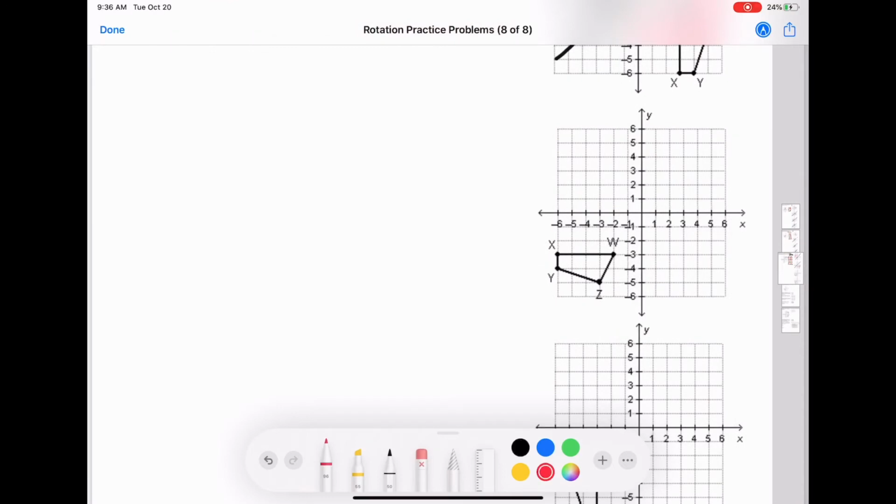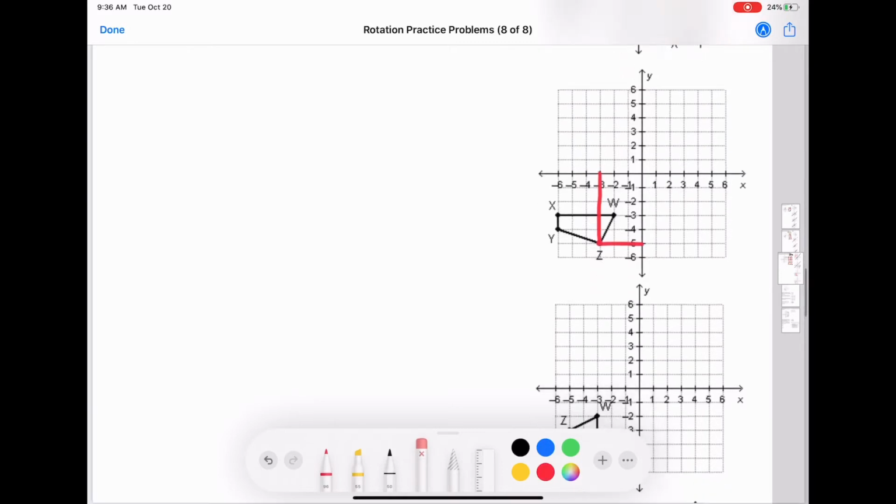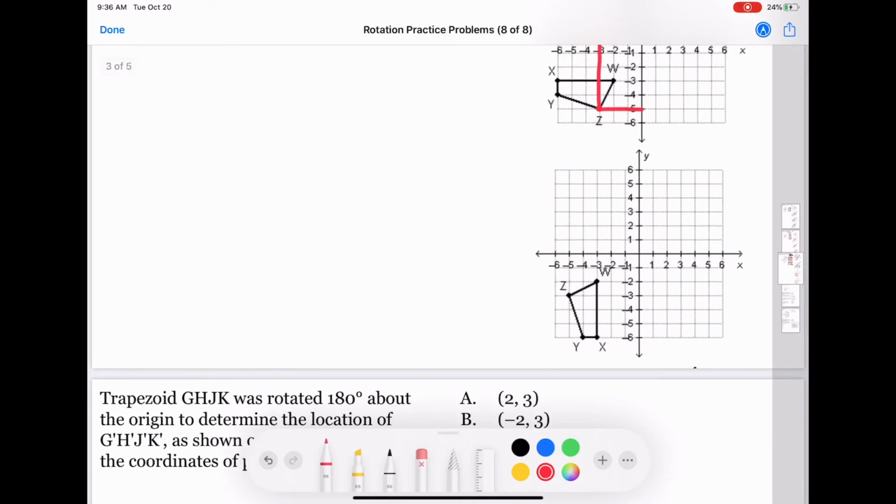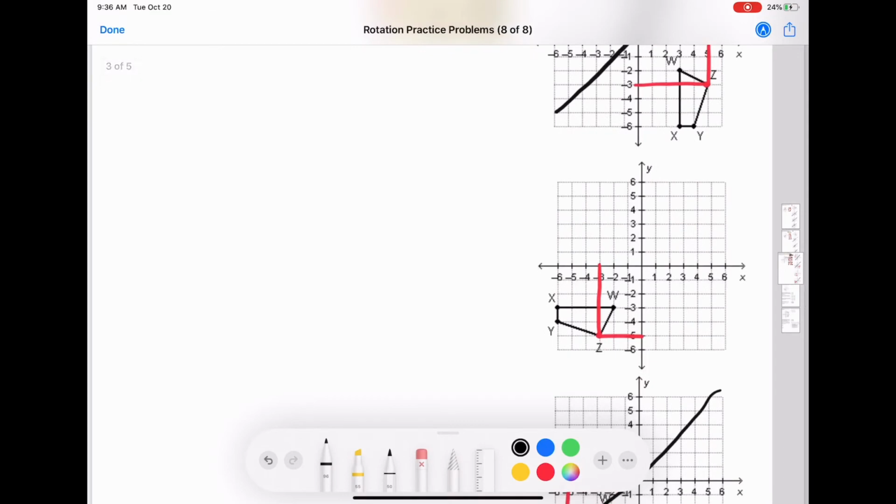Here we have Z being located at negative 3 and negative 5 like we need. But let's check the next image to see if that also has a Z located at negative 3 and negative 5. As we can see here, this Z is located at negative 5 and negative 3, which once again is incorrect. Therefore, from just looking at the coordinates of the vertex Z, we can conclude that C is in fact our answer choice. Let's look at the next problem.